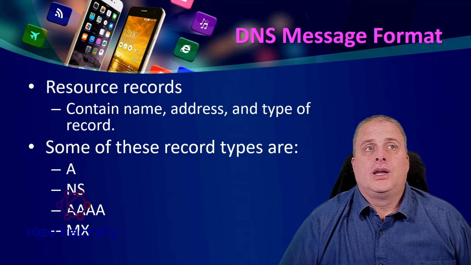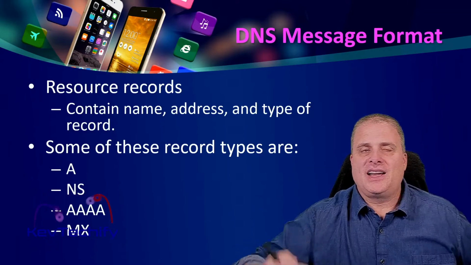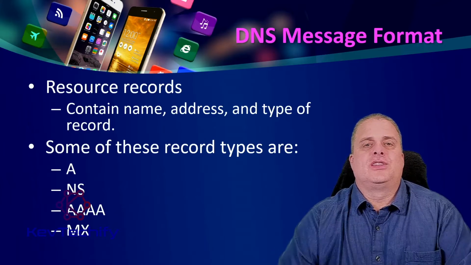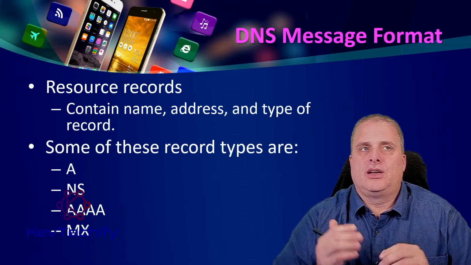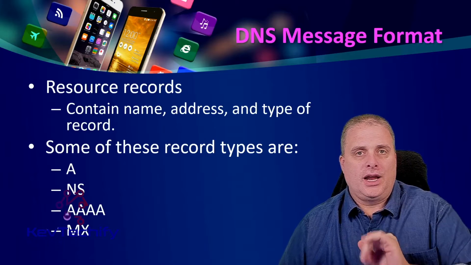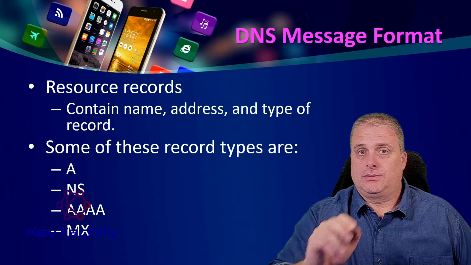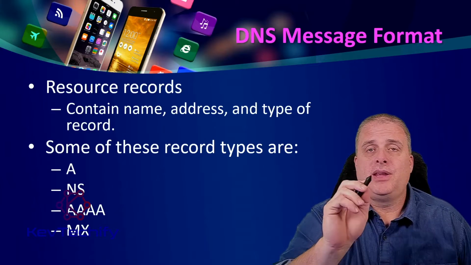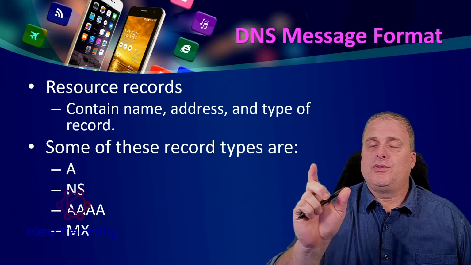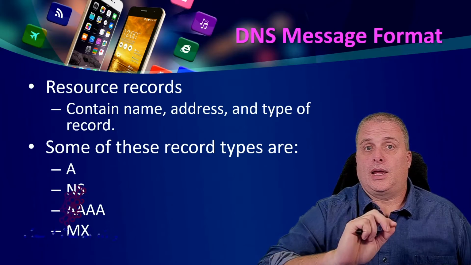An NS record is our authoritative name server. That is the DNS server that has the final say in what this address is. Where do I go to look up this information? That's what our authoritative name server is. The quad A, the four A's, is pronounced quad A. That is the end device IP version 6 address, the IP version 6 equivalent of the single A record. So there's an IP version 6 address that is associated with a DNS name. That is the quad A address.